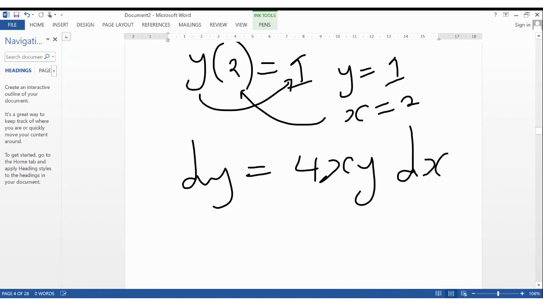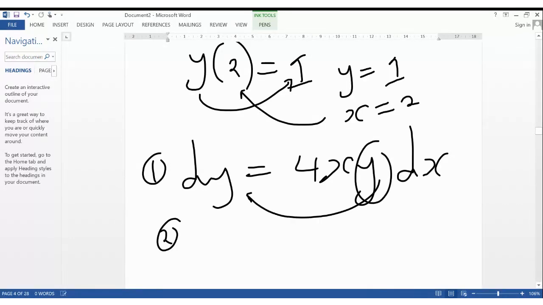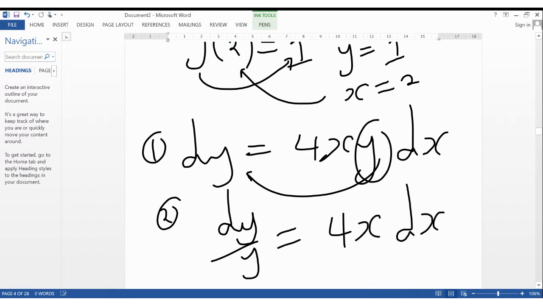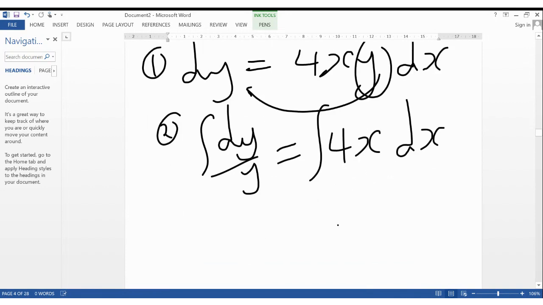Step number 2, we need now to do what? The problem, I have a y here. So I must take this y to the other side. If I divide, I'll get dy over y equal to 4x dx. I've been able to take the y to the other side, because it was in the numerator, it will become the denominator. Then I can integrate both sides. Someone to integrate and tell me what they think they'll get upon integration. What do you think you'll get when you integrate that one?